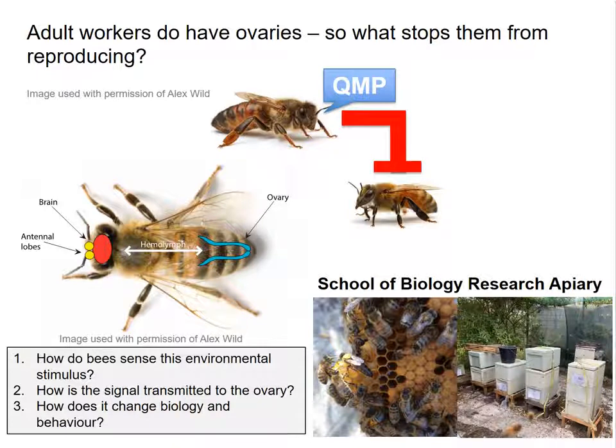The second question is, we know that the ovary is affected by this environmental stimulus. So how is the signal transmitted between the brain and the ovary? And finally, how does this environmental signal change the biology and the behavior of the worker bee so that the ovaries become active and the bees start to lay eggs? There's also some quite substantial behavioral differences between workers and laying workers as well.